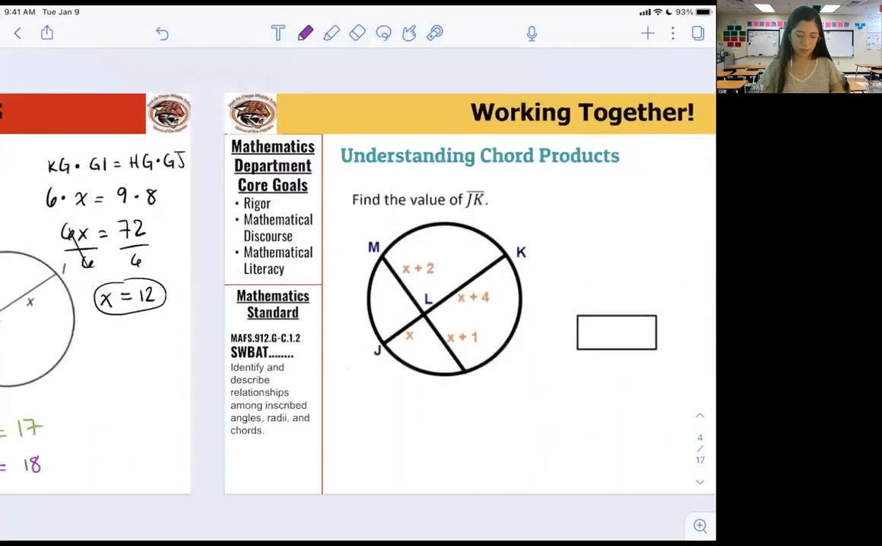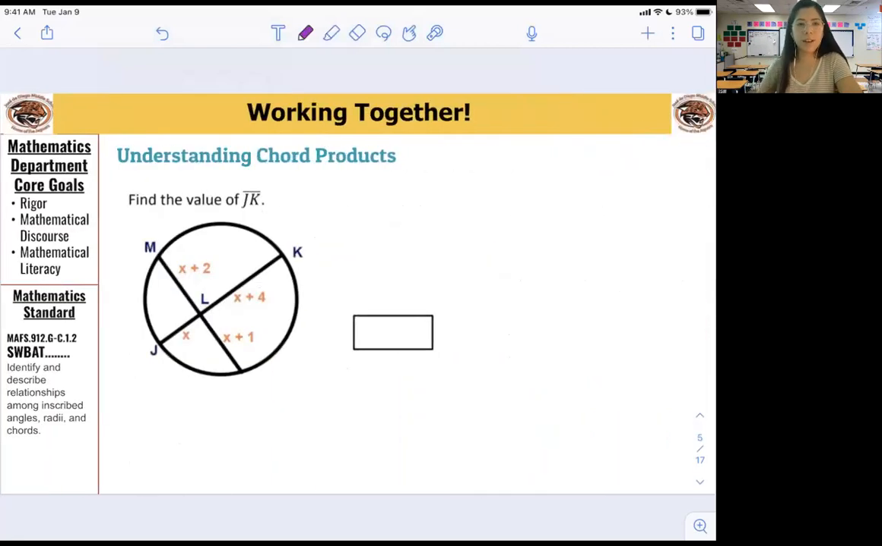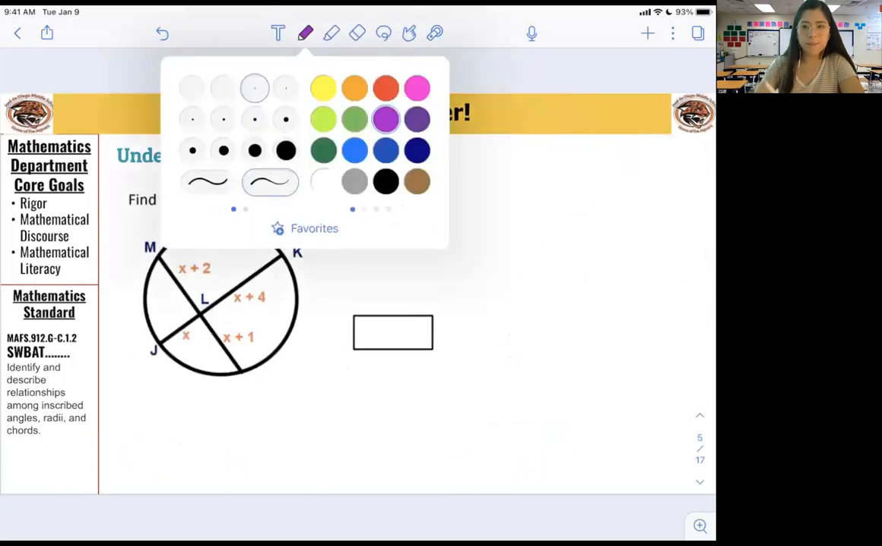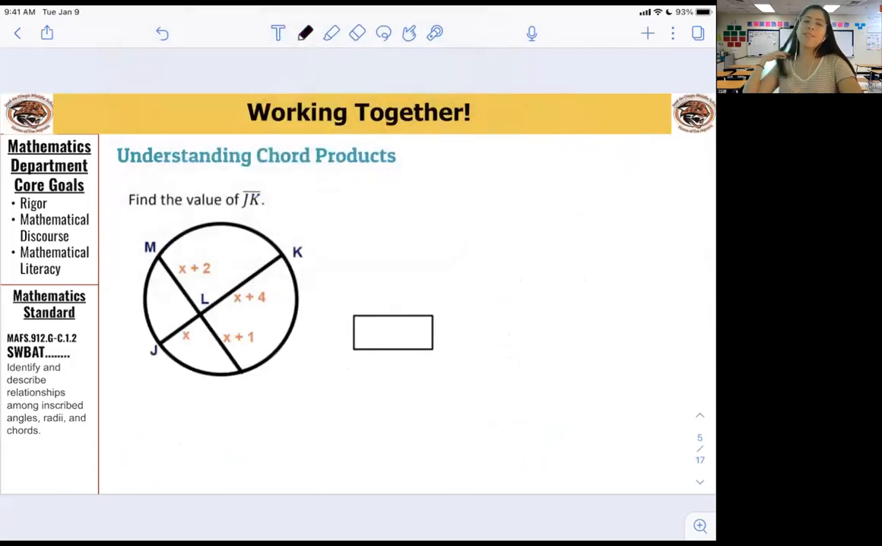Awesome. All right, let's kick it up a notch, as always. So this one's a little bit more challenging, obviously, right? But we're still going to follow the same steps. Set up the equation, fill in the blanks, and do the math. Starting with my equation. So I know JL times LK is equal to ML times L. Oops, I don't have a letter here, so let's call this N. LN.